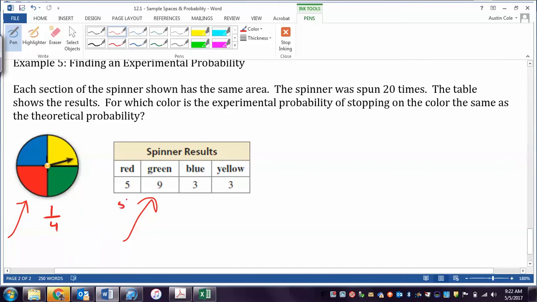So this is 5 over 20. This is 9 over 20. 3 over 20. And 3 over 20. Which one reduces to 1/4? The red one does.